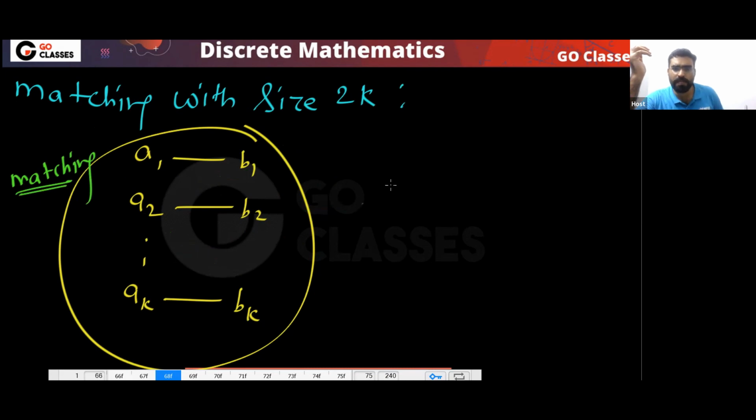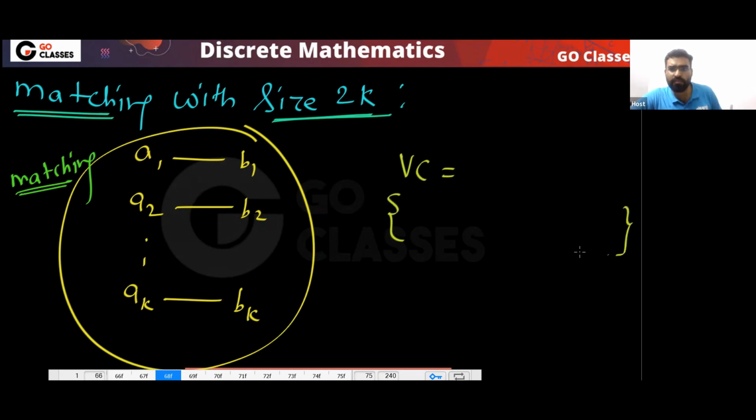Now tell me one thing. This is a matching. I'm not saying that this is a maximum matching; it can be any matching, perfect or not, even a single edge. I don't care. You have a matching of size 2k. Now tell me, what guarantee can you give about any vertex cover?